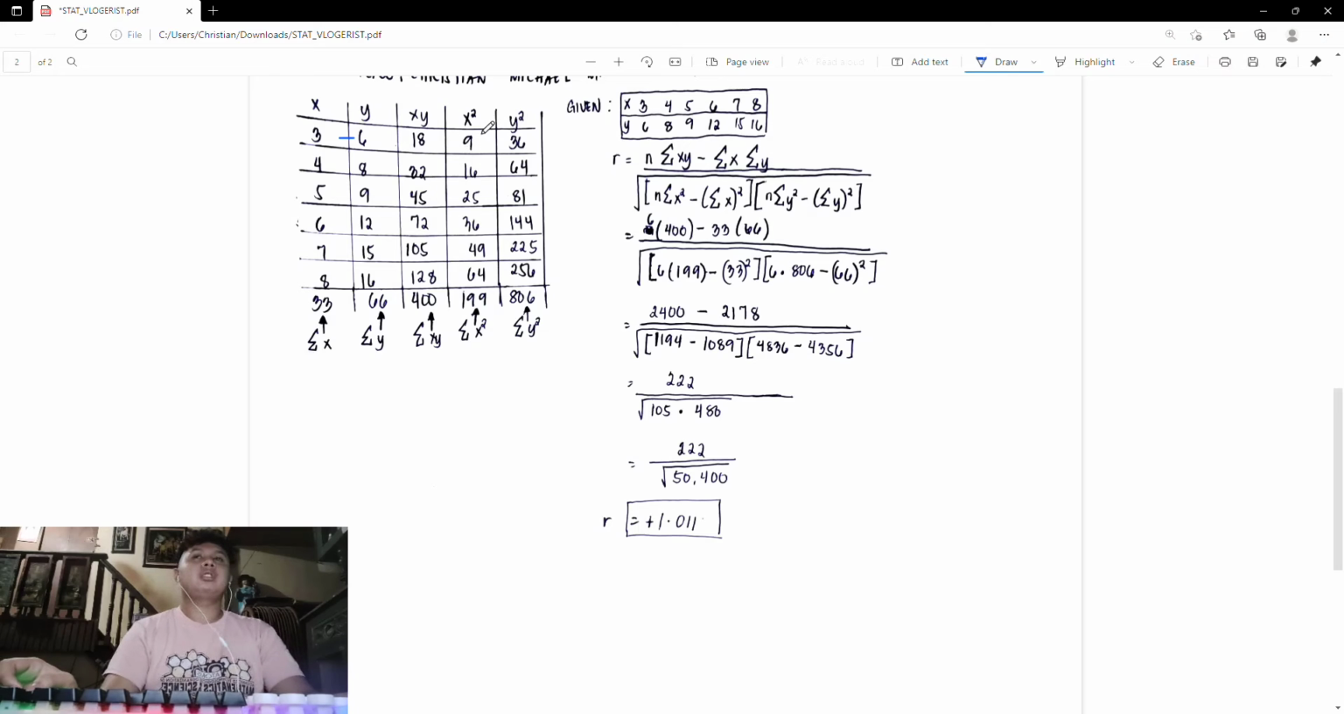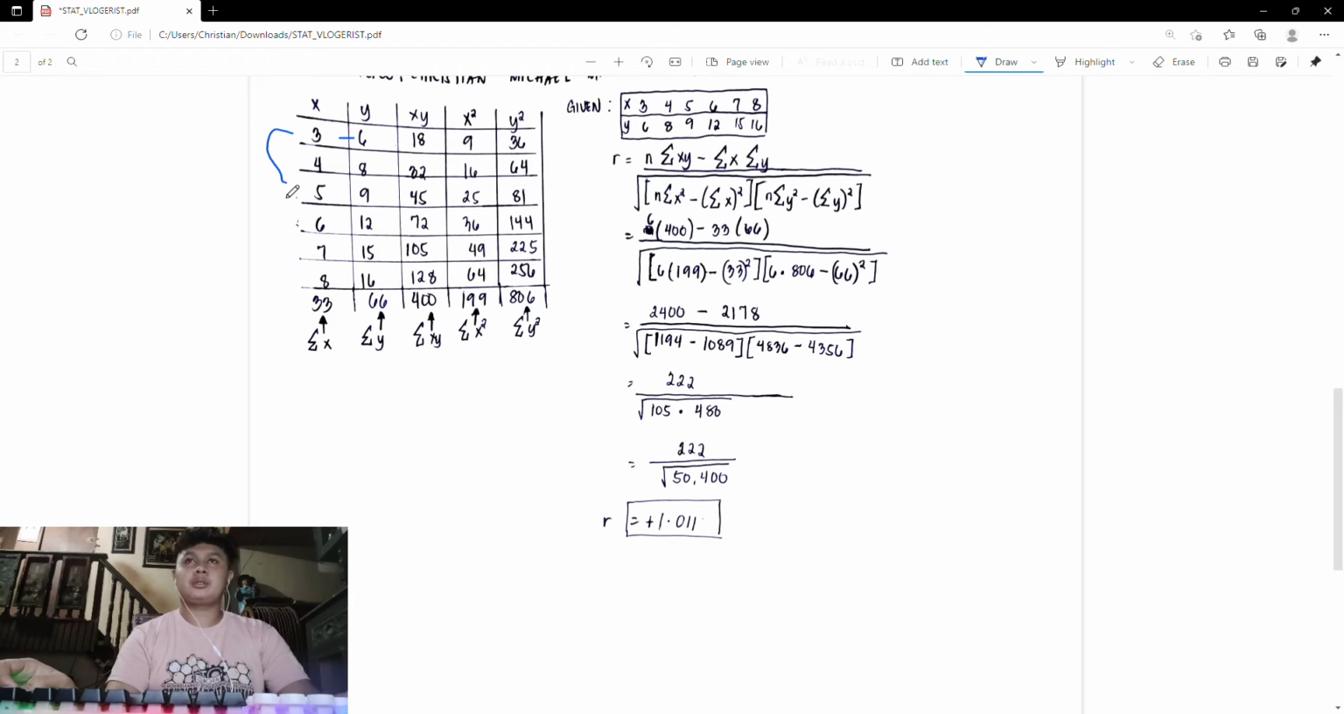The fourth column is x squared, where we square the x values. So 3 squared is 9, 4 squared is 16, and so on. And the last column is y squared, where we square the value of y. 6 times 6, 36, 8 times 8, 64, and so on. After getting these numbers, we sum up each column.